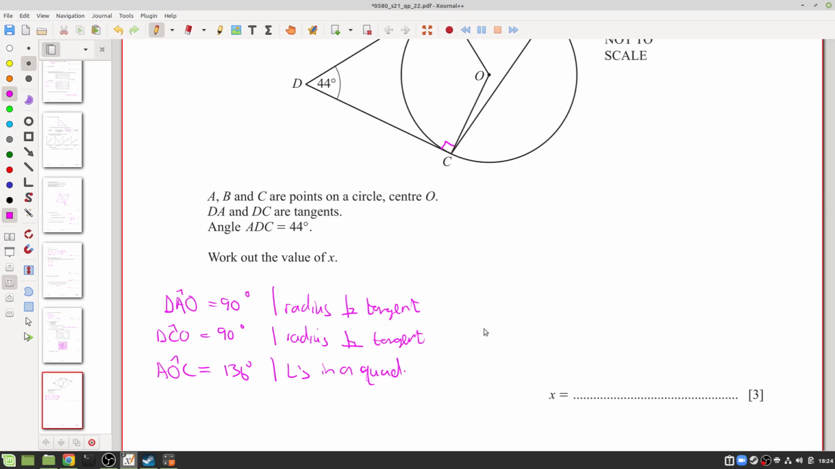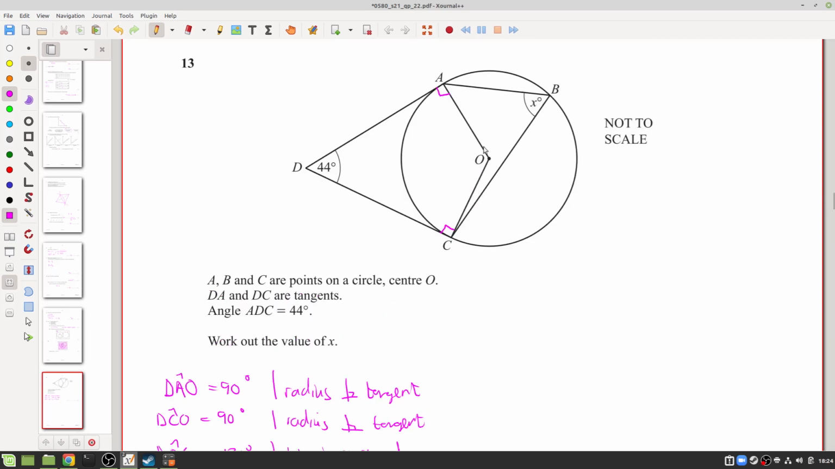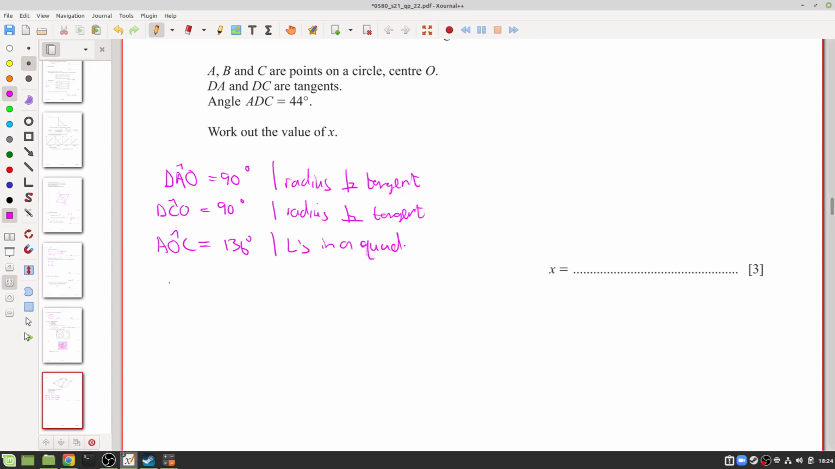Okay, and now once we have this, we know that X is half of that. So angle X equals 136 divided by 2, which is 68 degrees. And the reason for that is angle at circumference equals 2 times angle at center. Okay, so X is 68 degrees.